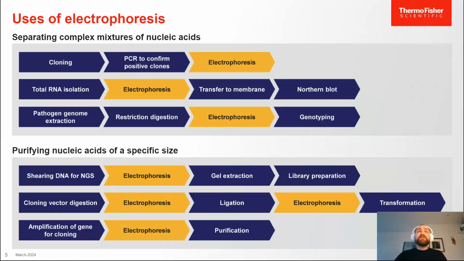The uses of electrophoresis are extremely pervasive in all types of molecular biology applications. So we have separation of complex mixtures of nucleic acids, that's one big part, and then purification of nucleic acids of specific size. The separation of complex mixtures is basically cloning. Total RNA isolation is a very popular one, and pathogen genome extraction is another popular one.